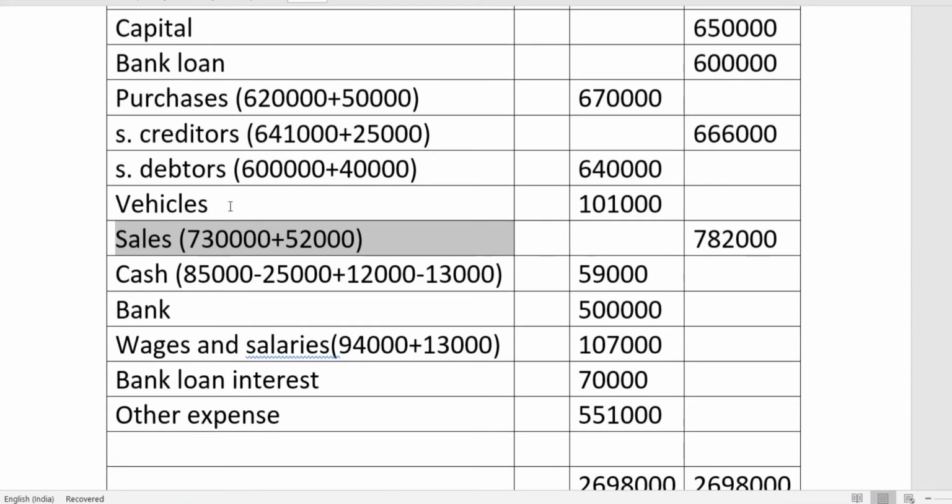They have said that out of this 52,000, 40,000 was credit sale. Credit sale means you have to add 40,000 in debtors. You have sold the goods but you have not got the money. You will get the money in future, so the person will be your debtor. So in debtors I have added 40,000. And the remaining 12,000 was cash sales. When you're doing cash sales, you are getting the cash. So in cash I have added 12,000, which I have received by selling the goods.